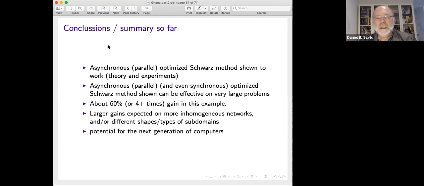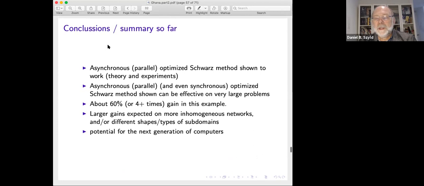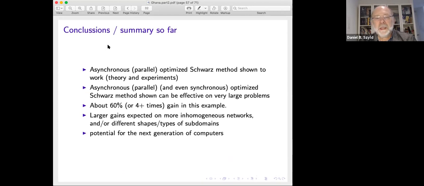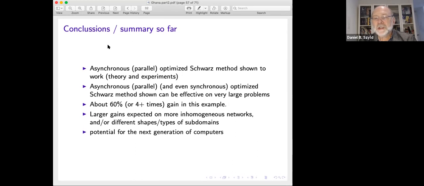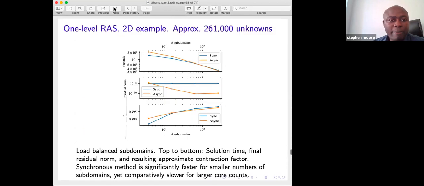Okay. I have more to show you for 2-level methods. I don't know if you want that or if we can have a larger discussion. Yeah, I think we can go on to the two level. Maybe it will be fine. Okay.